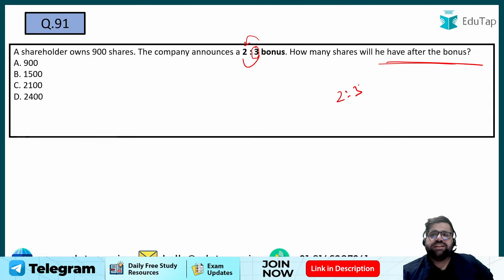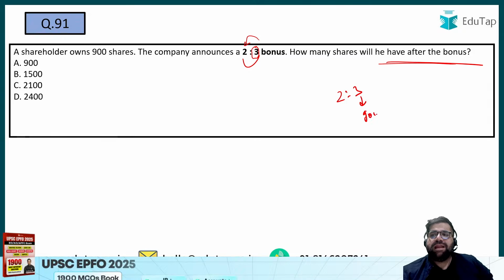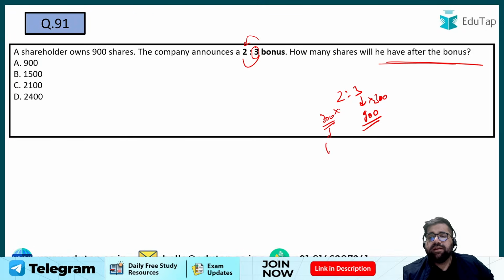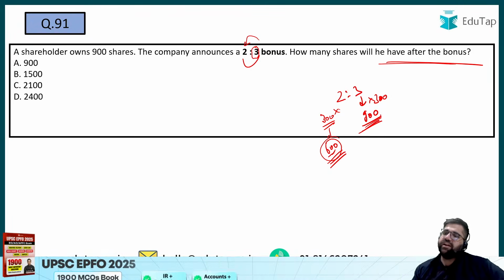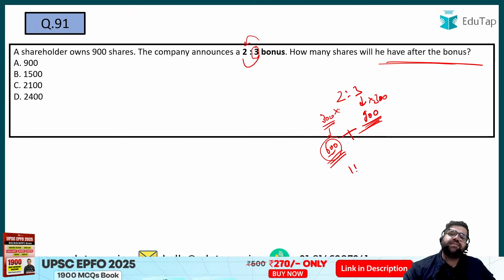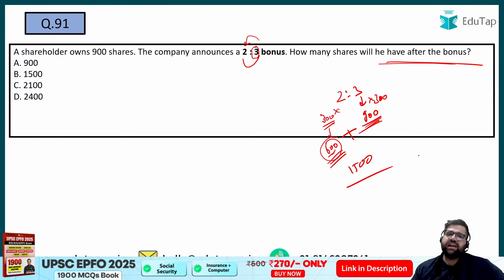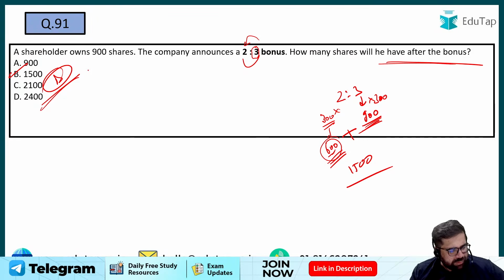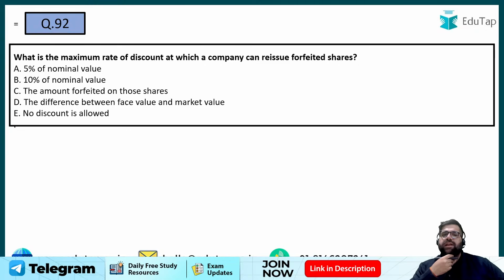So if 2:3 is a ratio, 3 represents my existing shareholding. I'm multiplying 3 by 300, and multiplying 300 over here also. So you will get 600 shares, 300 into 2. So 600 new shares you get based on your holding of 900. So your total shares now increase to 1500. 6 plus 9, 15, right? So my answer will be option number B. Question number 92.